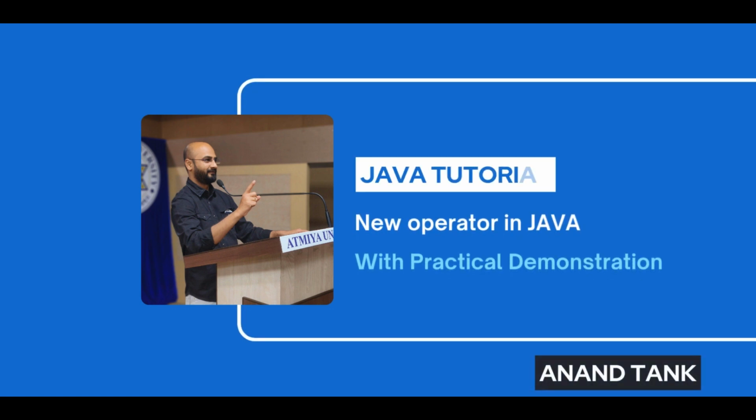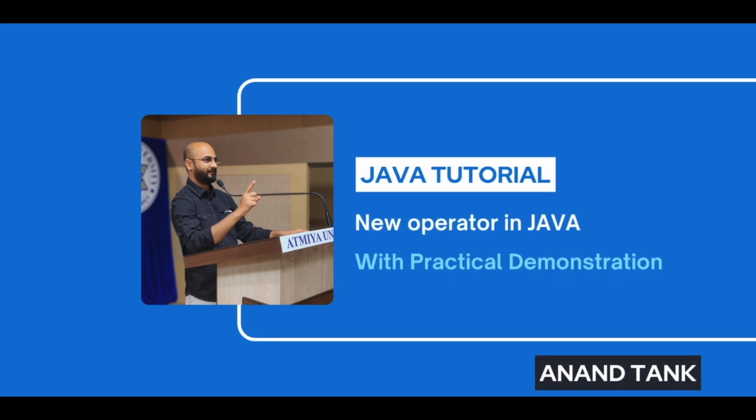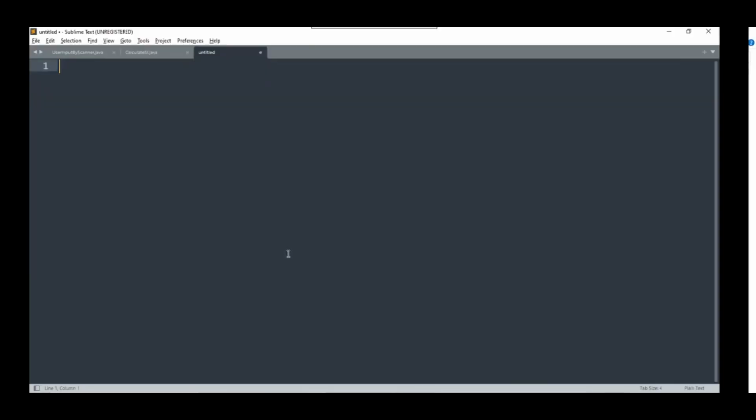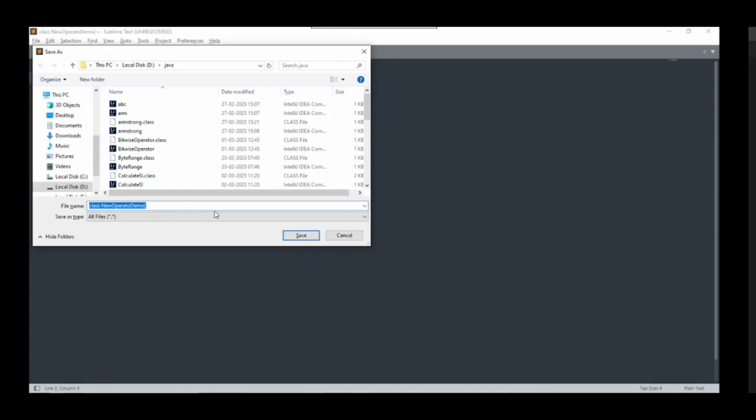In this video, we will learn about the new operator in Java. So let's understand the concept of the new operator practically. To understand the new operator practically, I am creating a class named NewOperatorDemo. The new operator is used to allocate memory to the object.